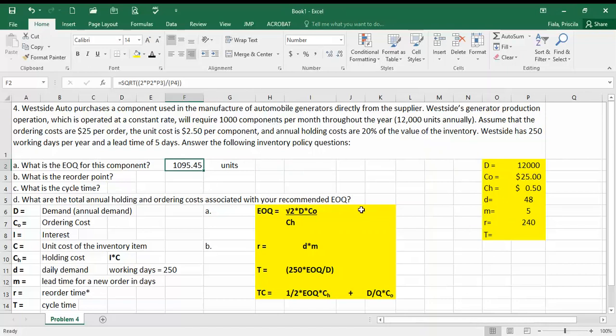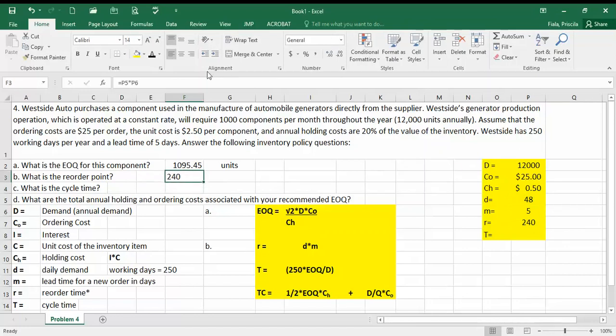Okay, so now it's asking for your reorder point. Well, I told you that R for your reorder time, but your reorder point is going to be your daily demand times your lead time, which you already calculated right here. Remember? So let's do it again, just as a reminder. Your reorder point should be the daily demand times your lead time.